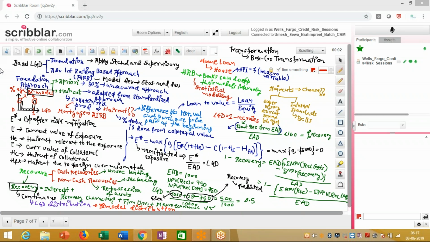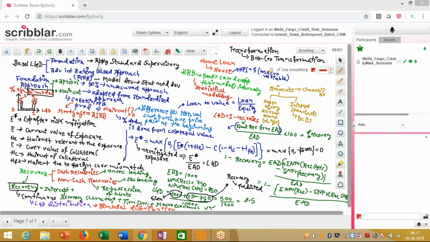And we were talking about the LGD models, right? If you just try to recollect what we were discussing, we were discussing different ways of trying to estimate the loss given default for different products, right? We started talking about the different approaches that Basel uses for valuing LGD. The two approaches that we looked into were the foundation approach, and the second was the internal rating based approach, right?